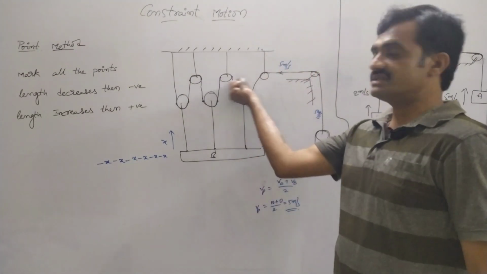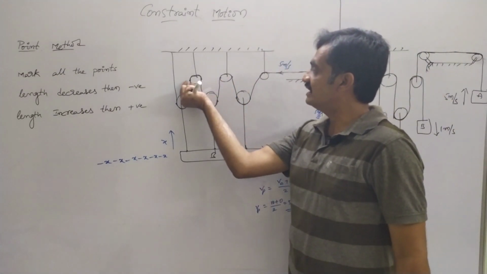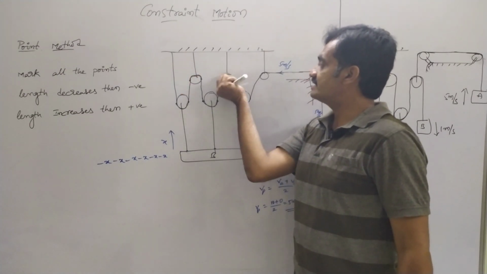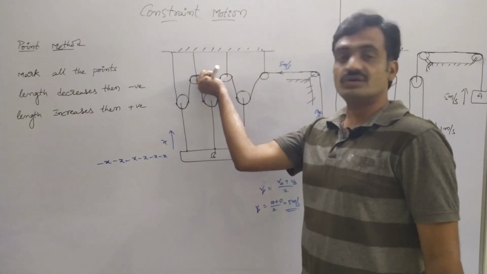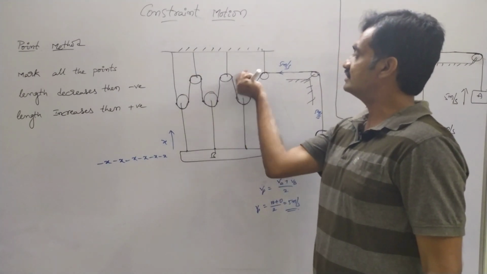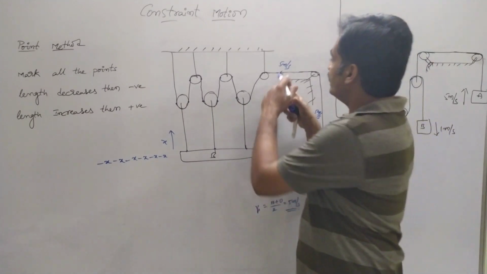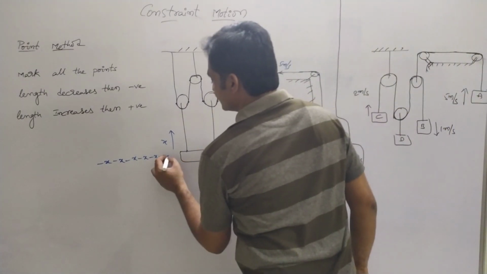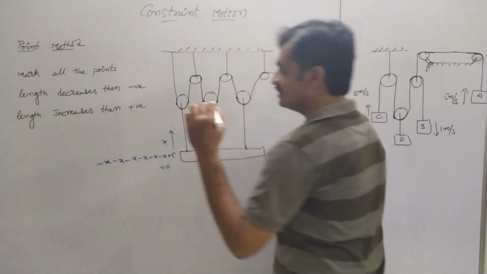Sir, what about these pulleys? Observe that since the pulley is fixed to a rigid support, it is considered as 0. Why? Because the length is not going to change, it remains constant. So here we consider 0, 0, 0, 0. So I have neglected that. And here again observe that the length is increasing, so I represent it as plus 5. Plus 5 is equal to 0.